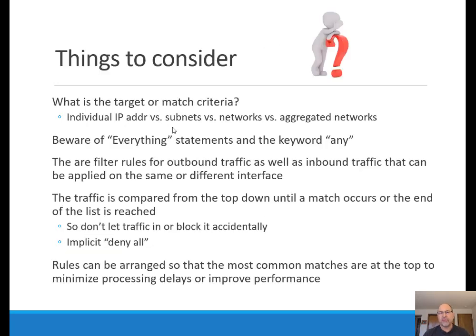Now, remember when we're dealing with filter lists or filtering rules, access control lists, there are a couple things that we want to consider here. First of all, when you're building a rule, you want to make sure that you understand what the target or the match criteria is that you're really worried about. Are you worried about a particular host, a subnet that host is on, the network itself, the entire classful network? Are we talking about aggregated spaces? Are we talking about particular applications? Where are they going? Where are they coming from? So there's a lot of things. You want to really nail down what your match criteria is supposed to be.